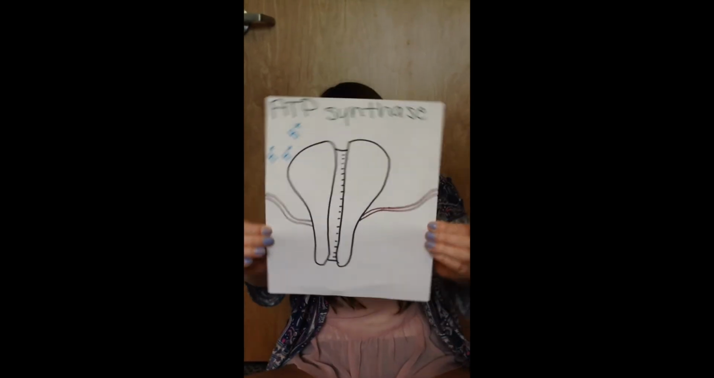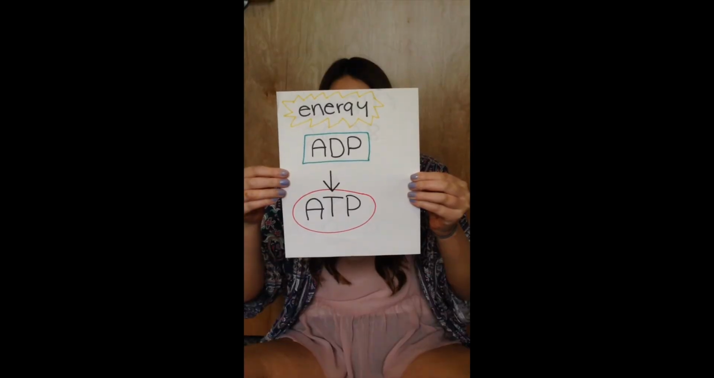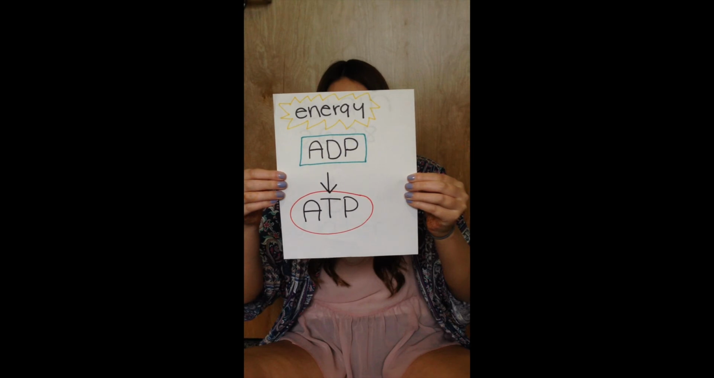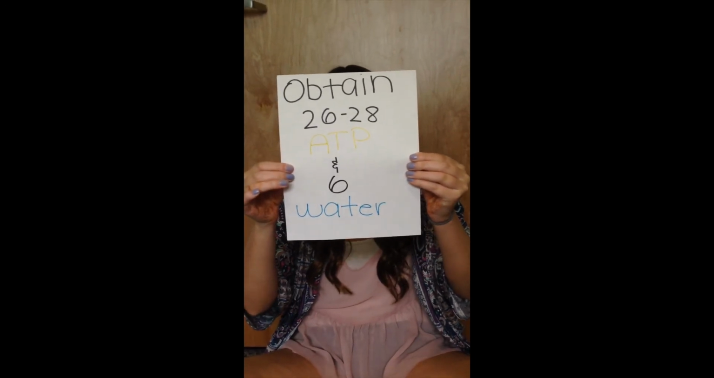The process of hydrogen going through ATP synthase is chemiosmosis. Because we have accumulated all these hydrogen ions from 1 NADH or FADH2, we pass them through ATP synthase. This provides energy to convert ADP to form ATP. We obtain 26 to 28 ATP and only 6 water.